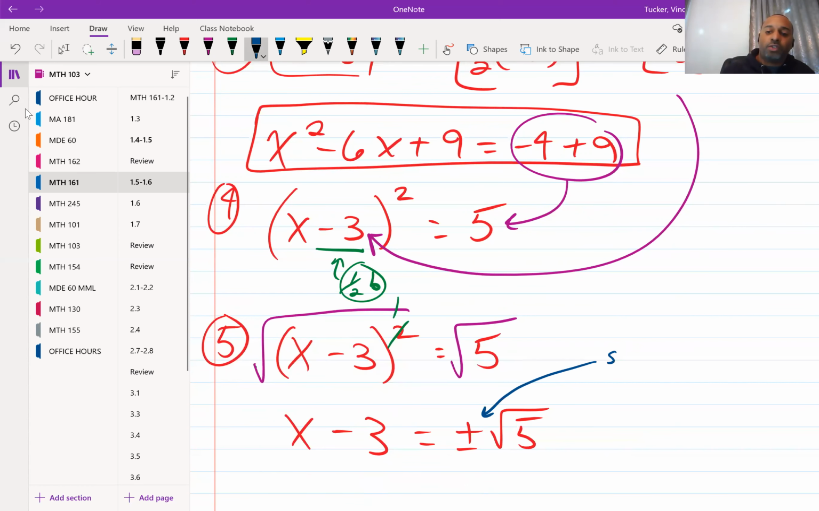So this right here is your square root property. Whenever you take the square root of both sides, you have to use plus or minus on the side that you weren't canceling out the square on. So plus or minus has to be used whenever you take the square root of both sides.